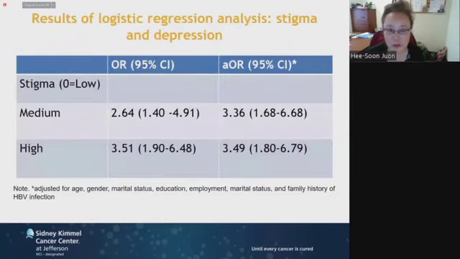So when we conducted logistic regression analysis, I made depression binary, minimal versus mild to moderate. For stigma, I have 3 levels: low, medium, high. So here in the right column, you will see the multivariable logistic regression analysis adjusting for our 6 covariates. Those who had medium or high stigma had a higher level of depression, about 3.36 times.